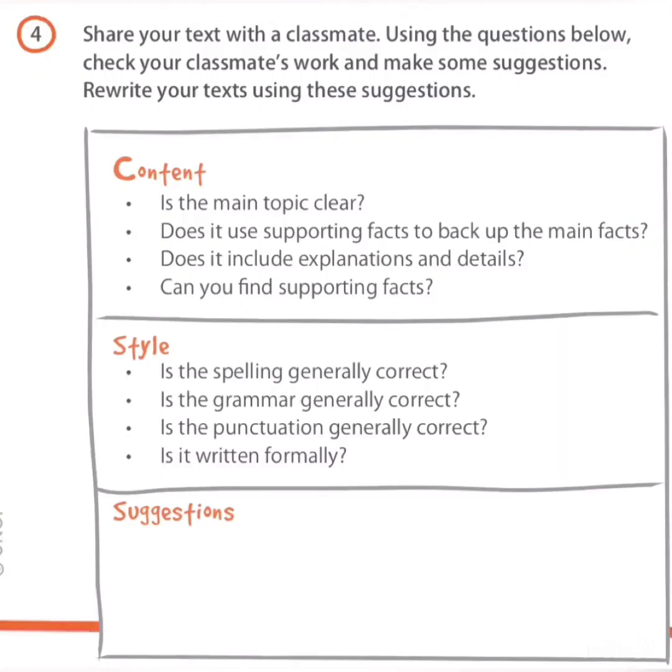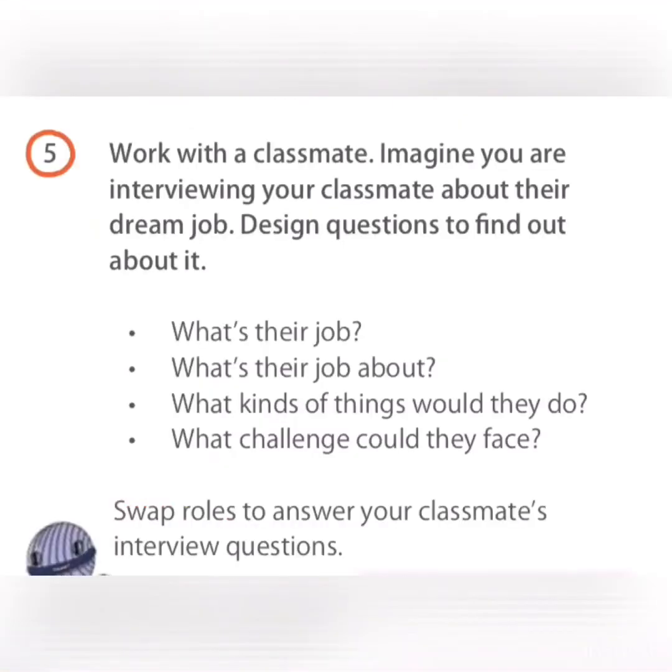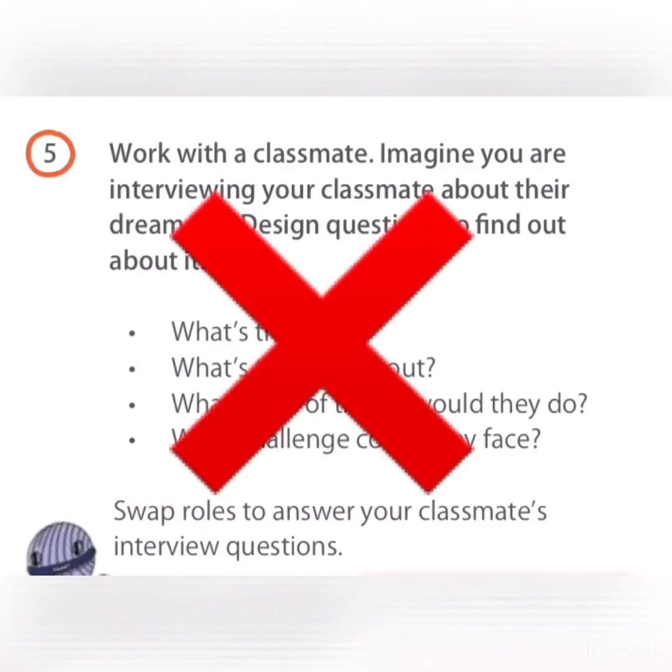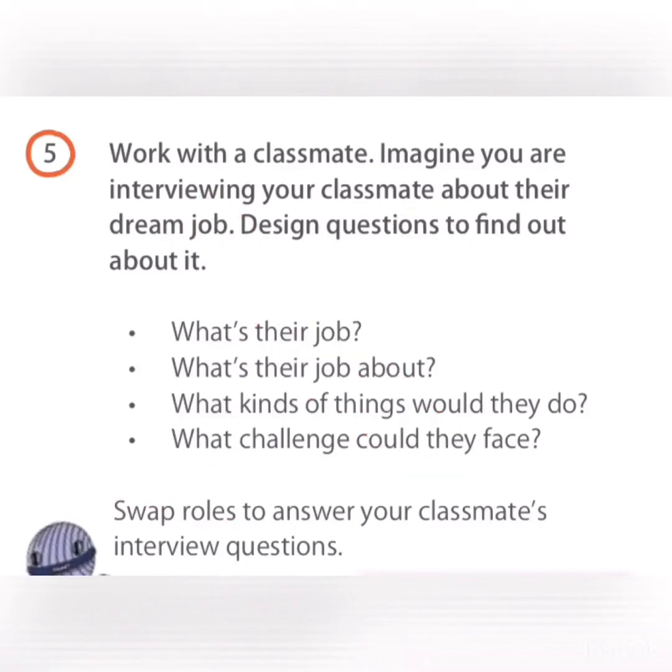In exercise 4, you're going to revise your own text. I want you to check if you included all the content, so you're going to draw a check mark or a cross mark if you included it or not. We're not going to do exercise 5, so draw a cross mark on it, please. We're going to skip it.